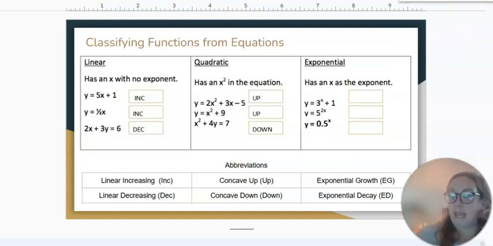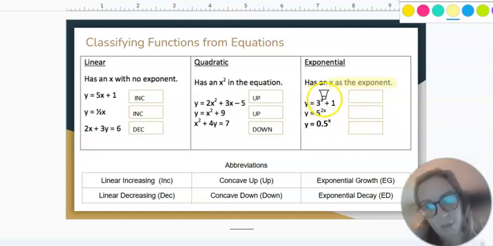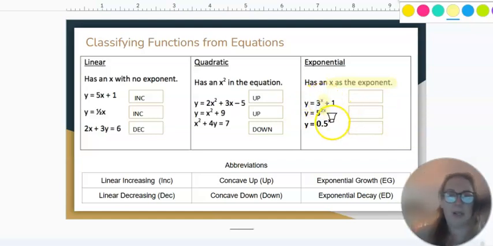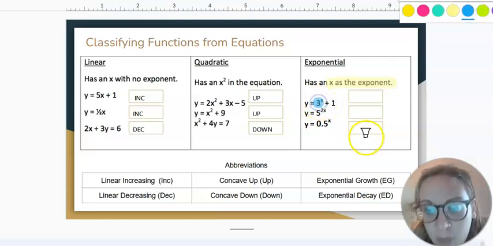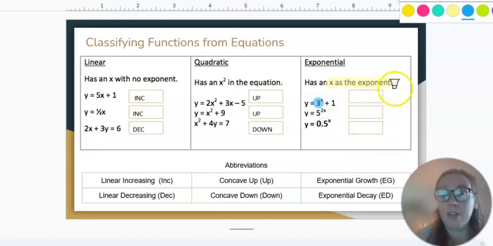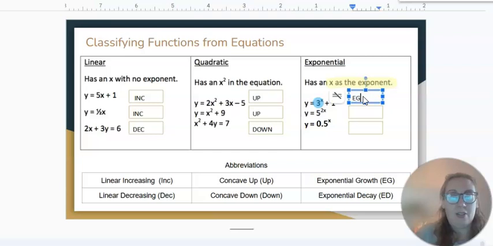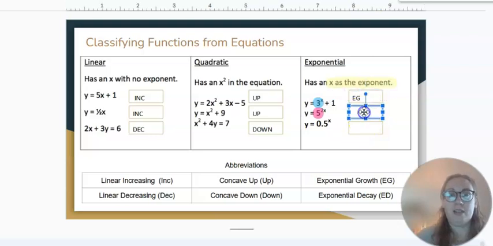And then finally, with exponential functions, we notice that the x is the exponent. So the x is in the exponent for each of these. That makes it an exponential function. To figure out if it's growth or decay, we look at the number that x is being raised to. So for the first one, it's a 3. 3 to the x. 3 is bigger than 1. So that is growth. The one underneath that is 5 to the 2x.